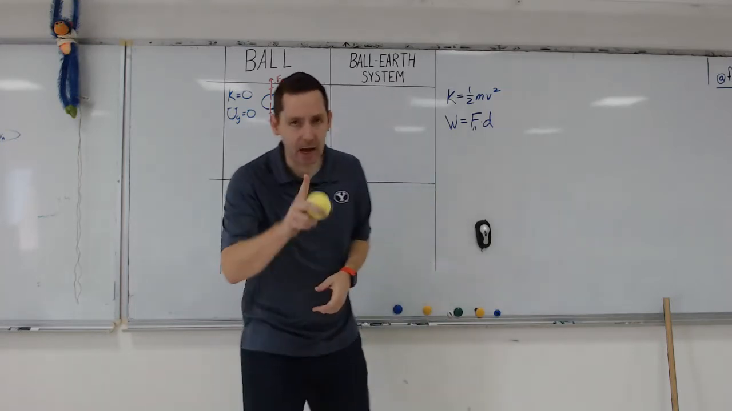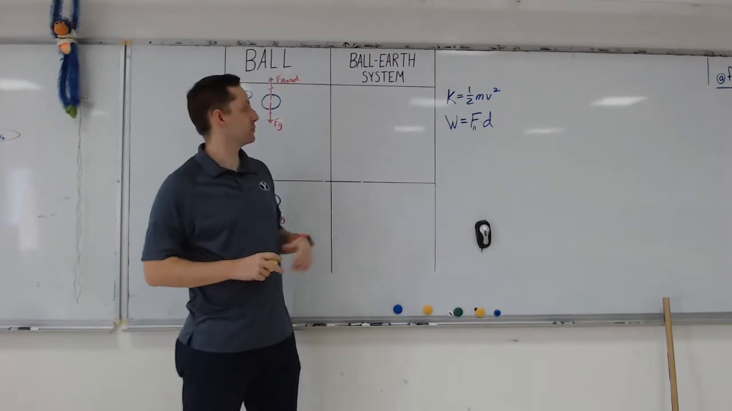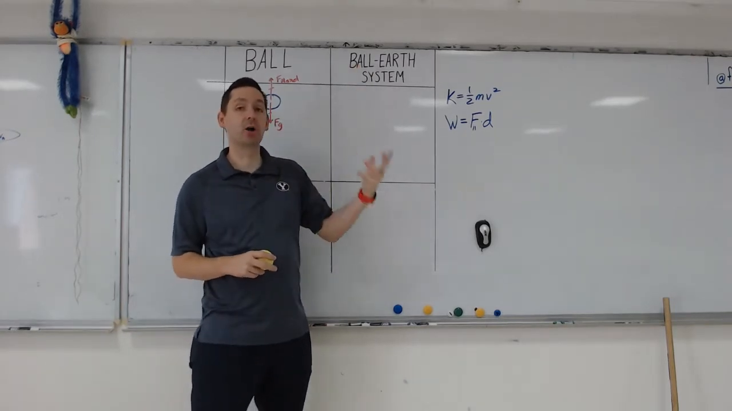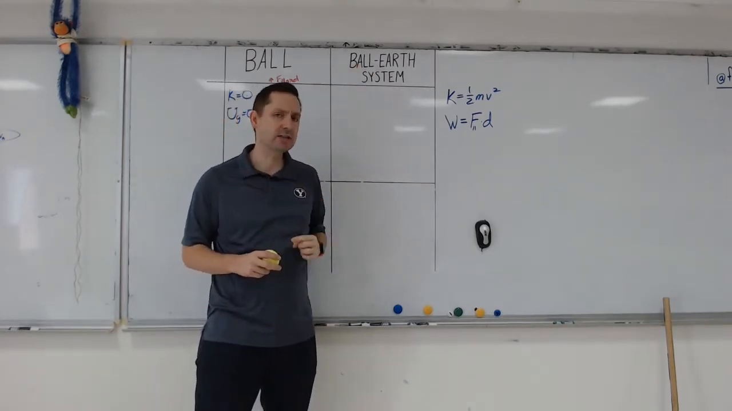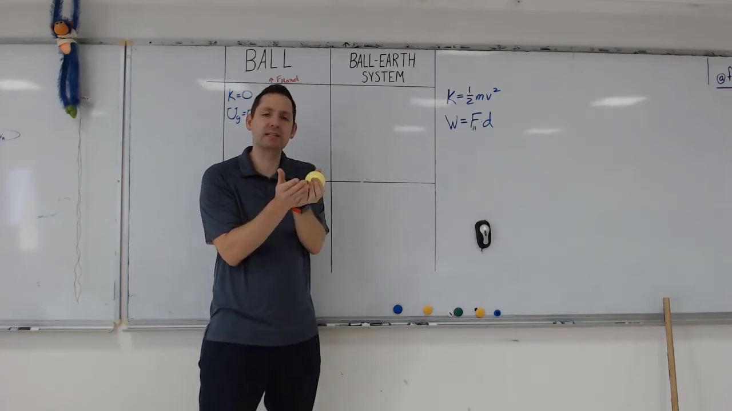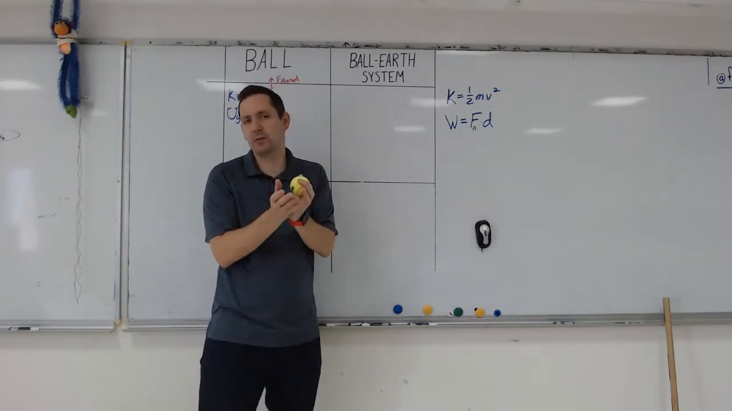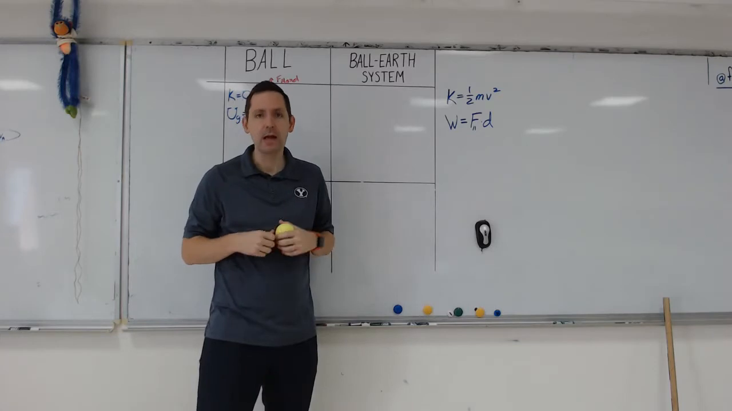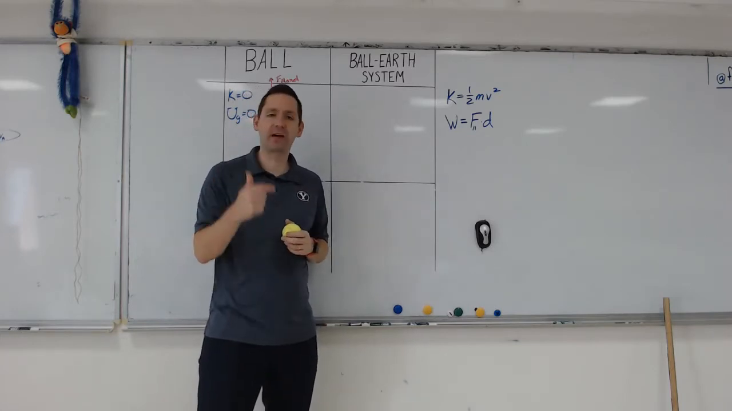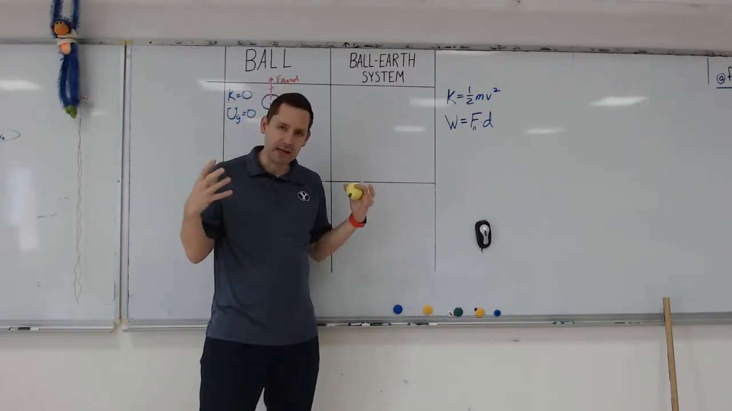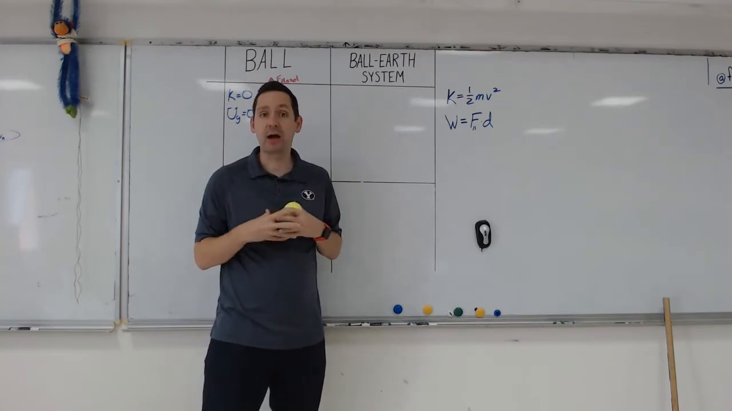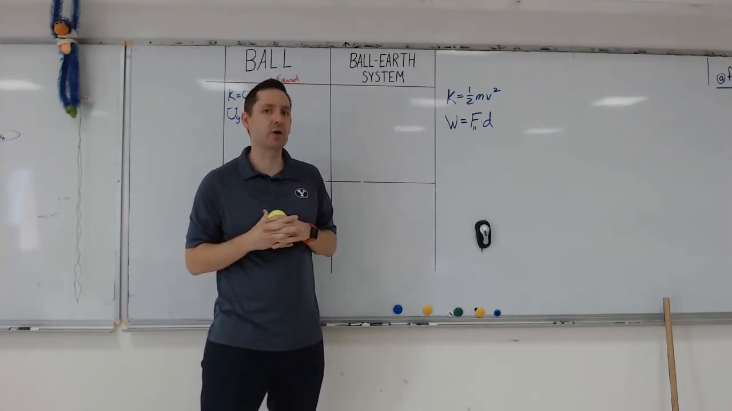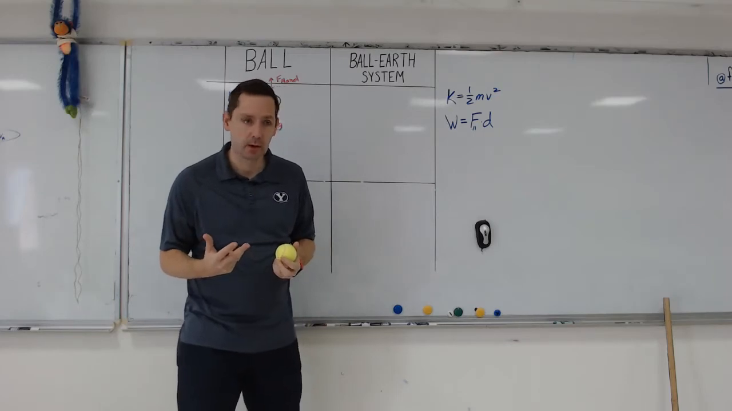All right, now let's look at it from a different situation. We're now going to look at what we call the ball-earth system. Now, we have looked at systems before. We've grouped objects together and said we're going to treat these objects as if they were one. The advantage to that is that we don't have to worry about the force between them. We don't have to worry about the interaction there. That's not going to be an external force now, right?